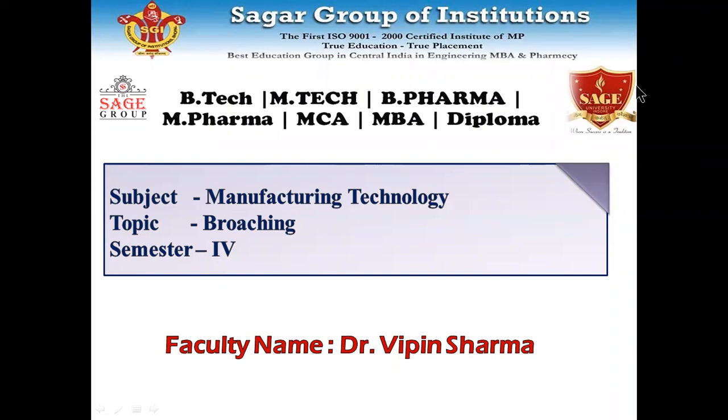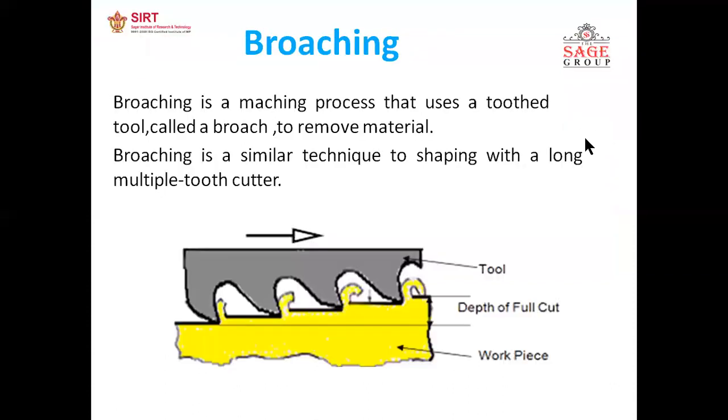As we see in a shaper, we have to remove material by giving depth of cut in a successive manner. On a similar note, broaching works, but the tool has successive protrusions. So let's see the broaching process. Broaching is a machining process that uses a toothed tool called a broach to remove material.